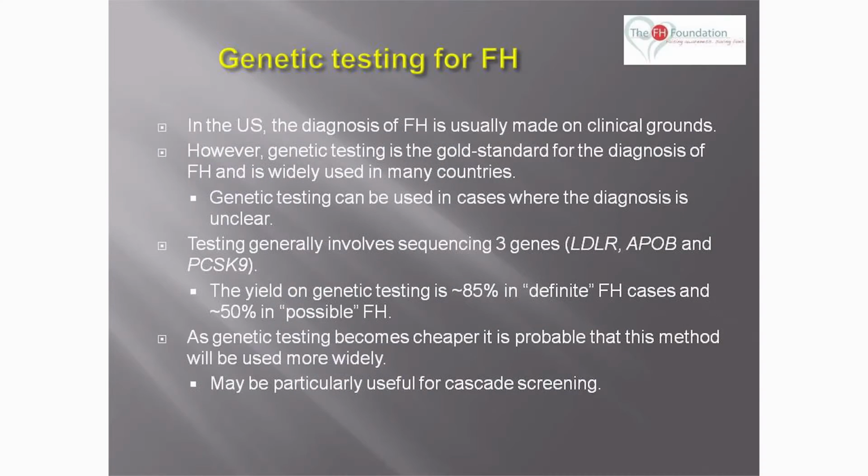As far as genetic testing goes, in the United States, FH is, as I said before, usually made on clinical grounds. Genetic testing is, however, obviously the gold standard of diagnosis. But we have to remember we can miss about 20 or 30% of patients when we try to make the diagnosis on a genetic basis. So therefore, again, in the States, we typically don't do that.